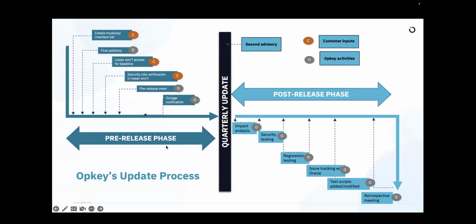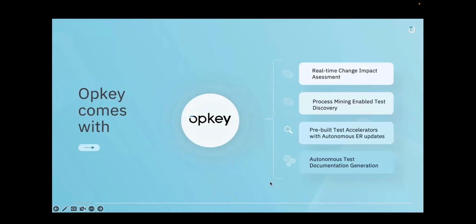So you look at the process here, and it starts before the update. Pre-update, we try to send out an advisory to our customers telling them what they can expect to arrive in this particular update. We take the baselines for security. We take the baseline for the entire regression bed just to give them an impact analysis on day one. Post-release, you get an impact analysis report. Test scripts that are affected, based on the impact that Opkey assesses, go into the regression bed. The security test scripts and all the changes go into the regression beds. And then all the issues that are getting tracked, those issues get tracked directly with Oracle based on the SRs that we release. You can also map those tickets directly to the regression test scripts. So you have an entire traceability matrix here. And then obviously the rest of the time is spent on adding or modifying more test scripts if you need to, followed by the end of that particular phase.